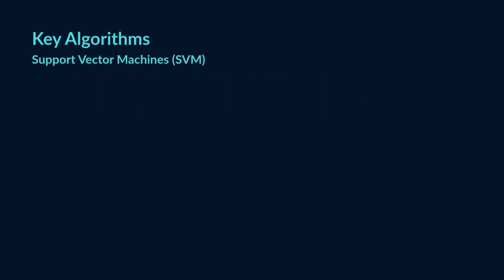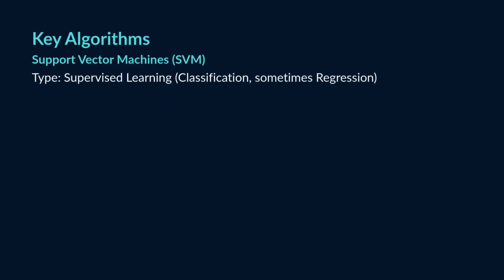Next is support vector machines, SVM. Type is supervised learning, classification, sometimes regression. Support vector machines are powerful algorithms used primarily for classification tasks. They work by finding the optimal boundary, called a hyperplane, that separates data into different classes.